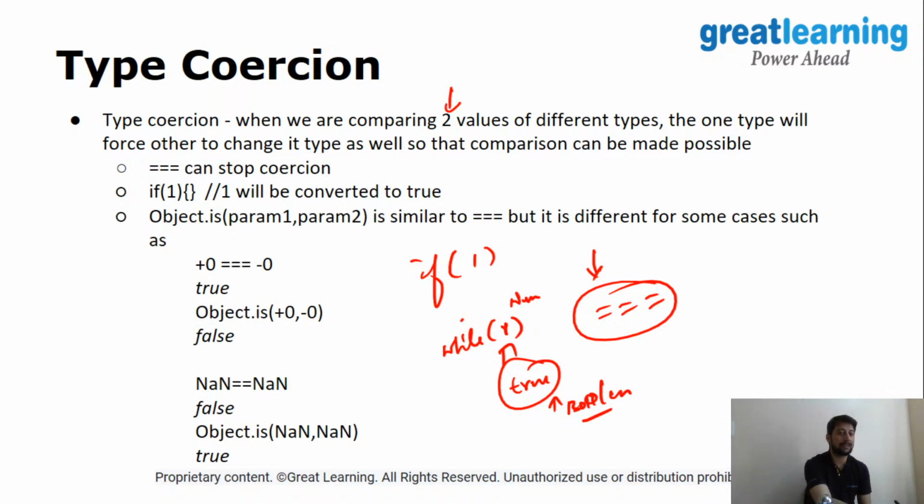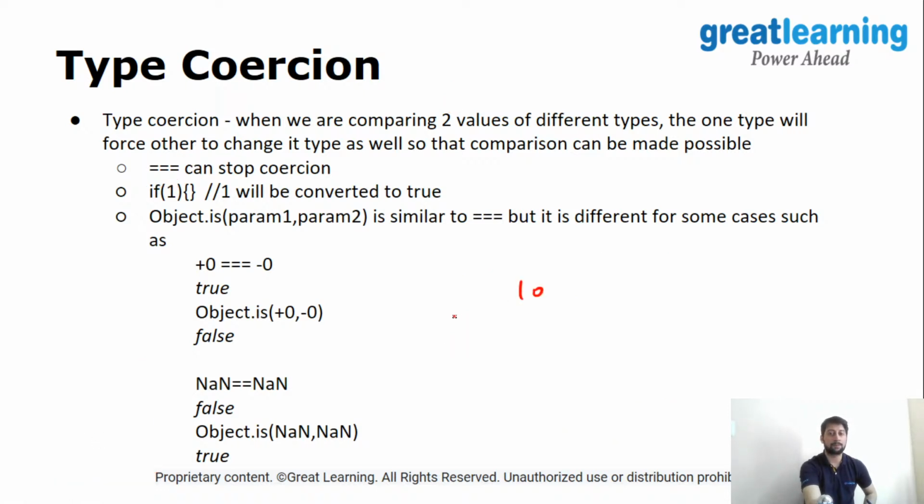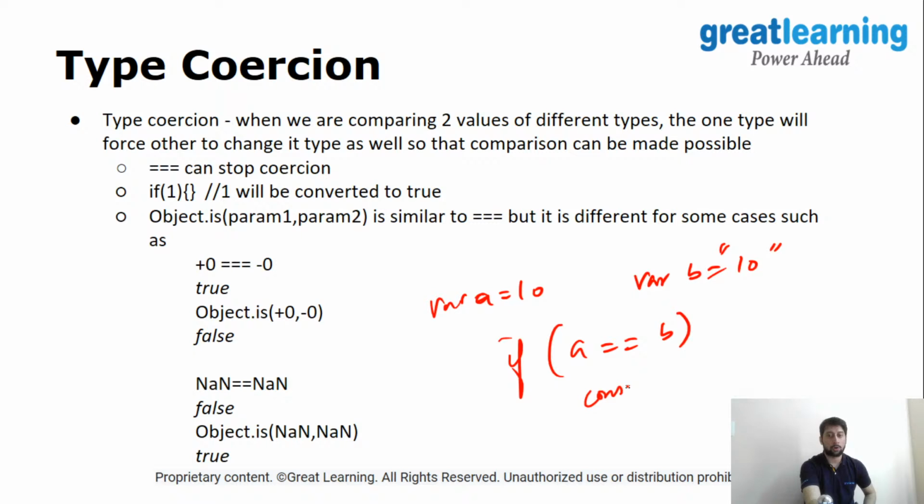Now how do you stop this type coercion? Because if you're using the double equal to sign, let me take an example. Let me just clear out my screen first. I have defined a equal to 10 as a number, and b equal to 10. And then I'm doing if a is equal to b, console.log hello. Is this visible to you guys?